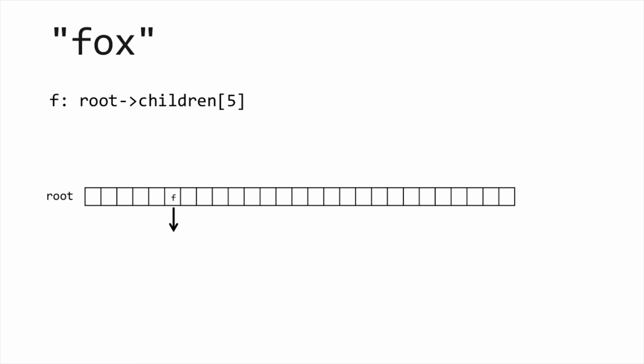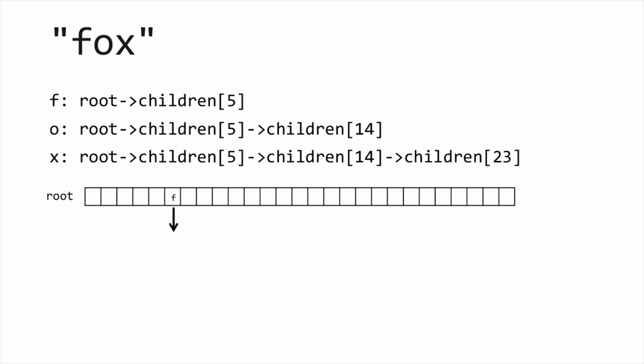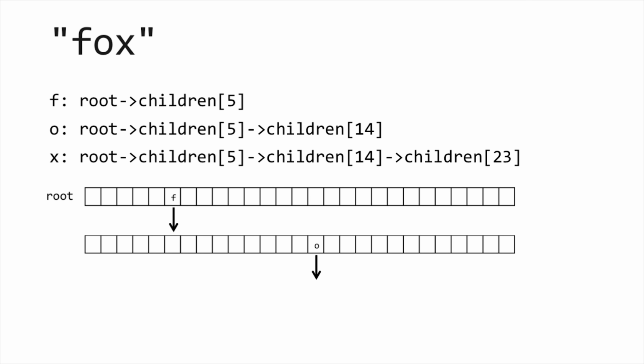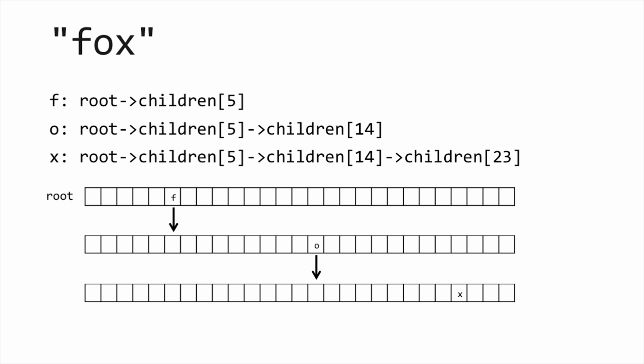So once we've done that, then we proceed to the next letter. Well, O comes after F, so then from that F node, we'll then access the corresponding node. In this case, children at index 14. And then we'll do the same thing for X. Finally, here I indicate by shading the box in green that isWord is set to true.